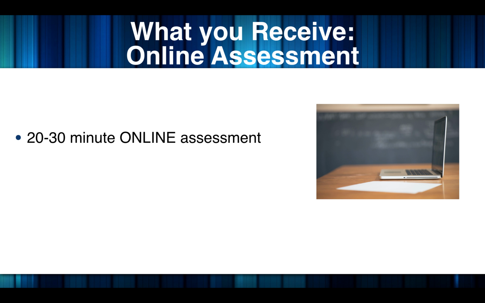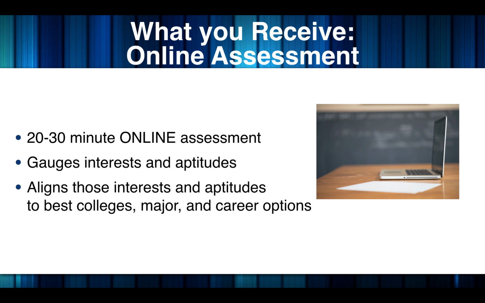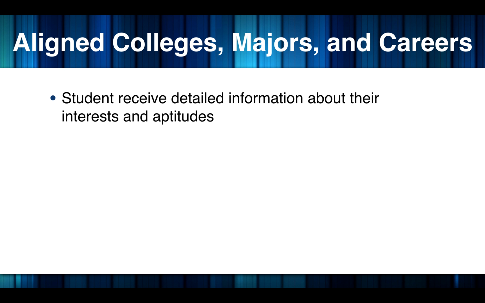And so it's 20 to 30 minutes, not a lot of time. It's online. They can access it on their own time. And the student will then take the assessment, which gauges their interests and aptitudes. It then aligns those interests and aptitudes from this simple, easily accessible online assessment to best colleges, majors, and career options, giving them personalized matches to the answers that they had based on those interests and aptitudes.